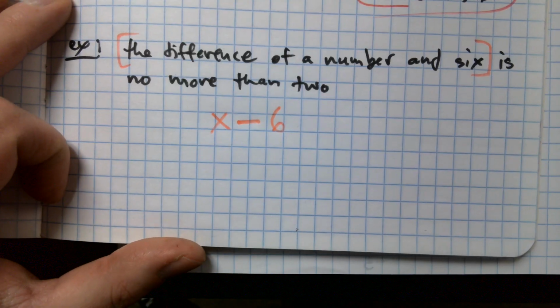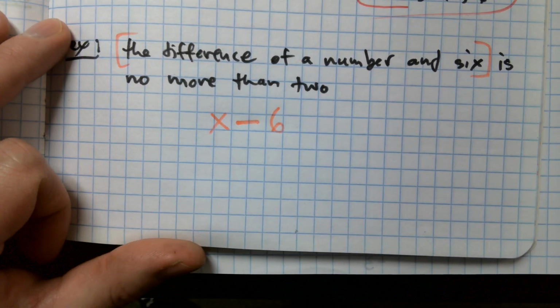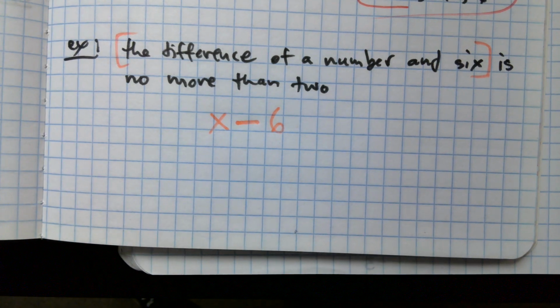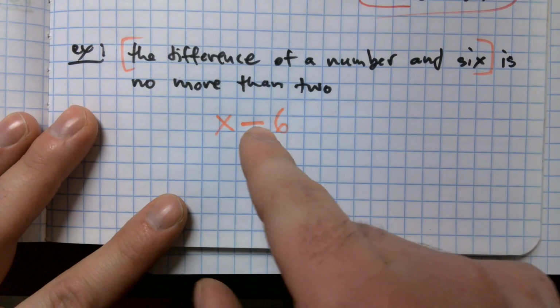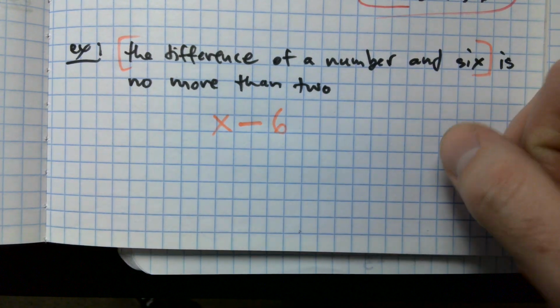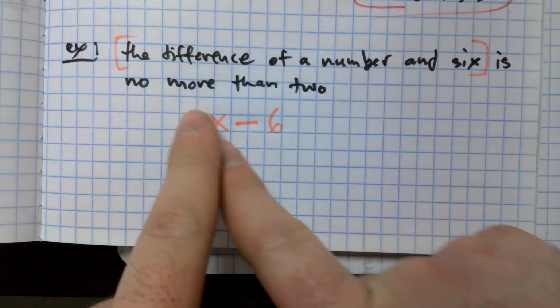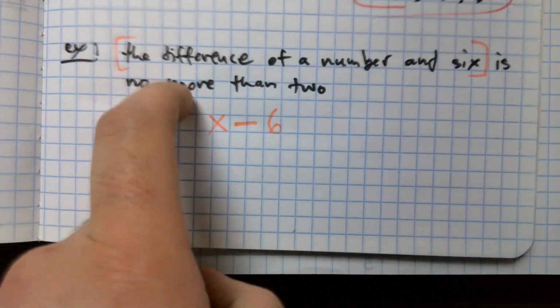Me too. Can it also be 6 minus x? No. Difference does not work both ways. If I were to say the sum of a number and 6, I could say x plus 6 or 6 plus x. But the difference of a number and 6 means I'm differencing or subtracting 6 from that number. Okay? Again, we're just writing it the way that it's written. A number and 6. The number goes first, difference in the middle, 6 goes at the end. Great job.